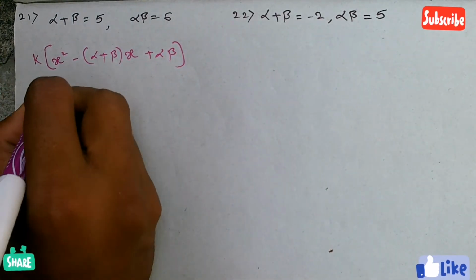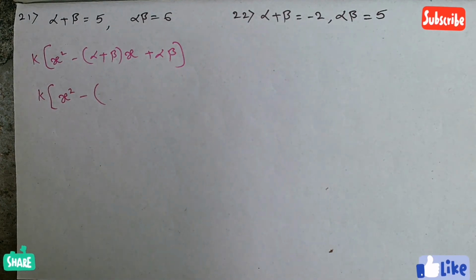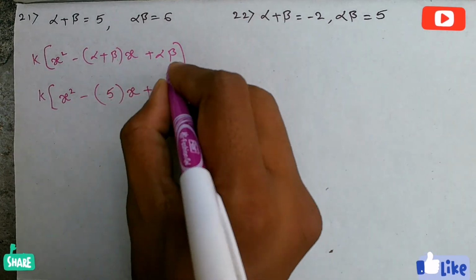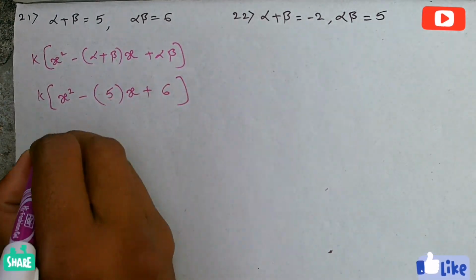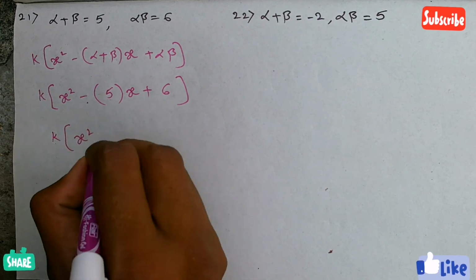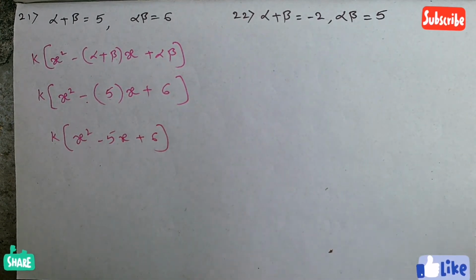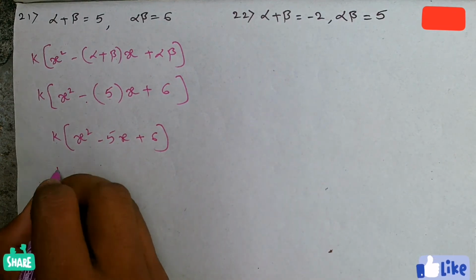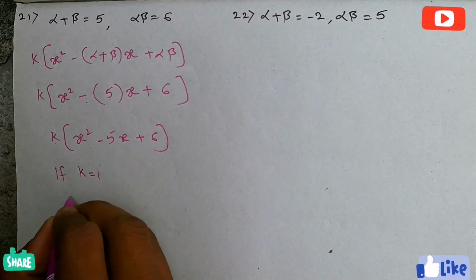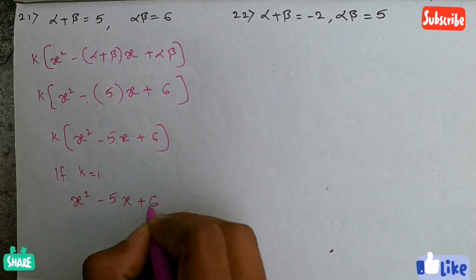So k times x square minus alpha plus beta, as it is given in the question, it is 5, into x plus alpha into beta, 6. So k into x square minus 5 into x, minus 5x plus 6. Here also denominator is not there, so take k value as 1. If k is equals to 1, 1 into x square minus 5x plus 6, x square minus 5x plus 6.